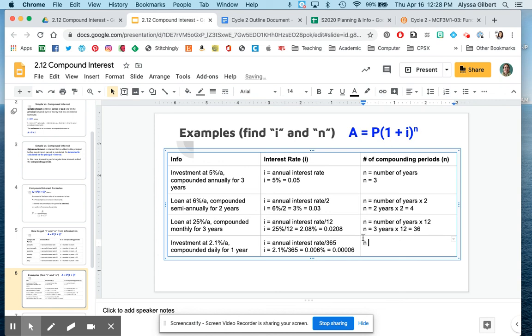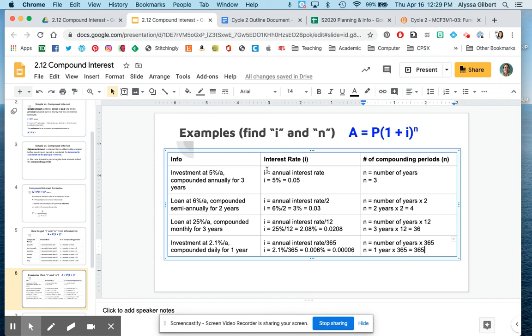Okay, N is the number of years times 365, because there's 365 compounding periods every single year. Now, this is only 1 year, so that means it's just going to be 1 year times 365, and 1 times 365 is 365. So for your N, you would put in 365.